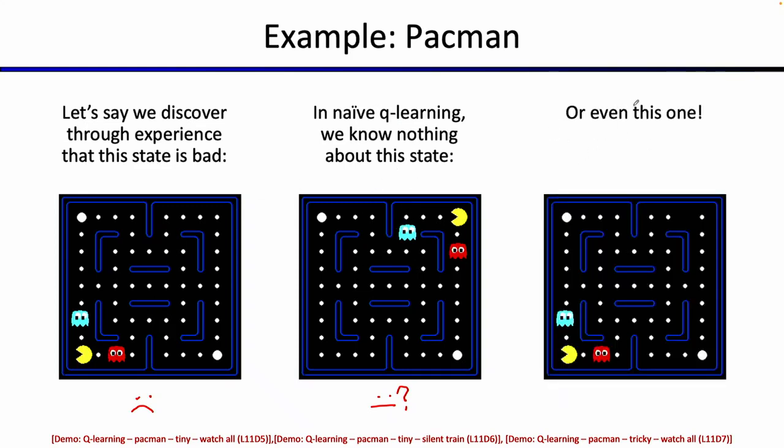Or an even sillier example, we don't know that this state is also bad, though it seems very, very similar. The only difference here is that one of the pellets is missing. But again, to naive tabular Q-learning, we also wouldn't know whether this is bad or not. So not a good situation, and we would like to address this.